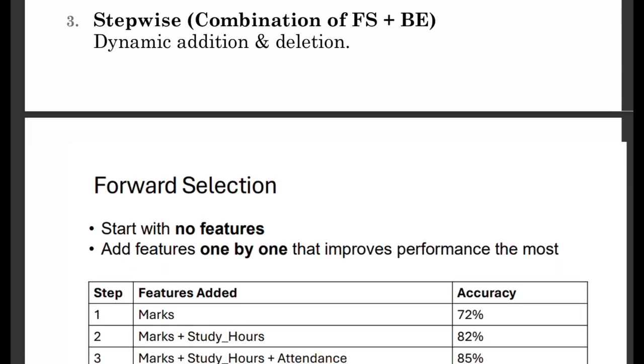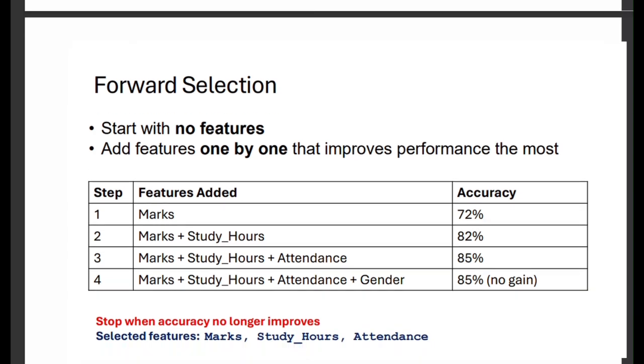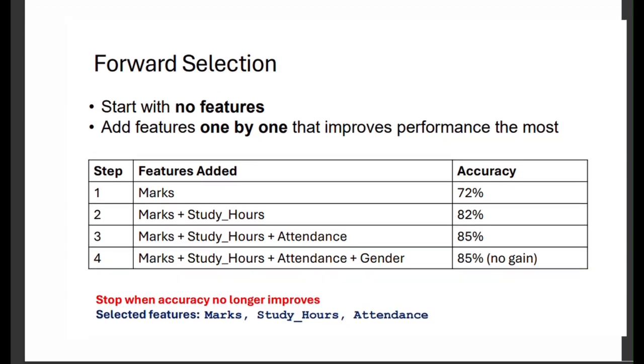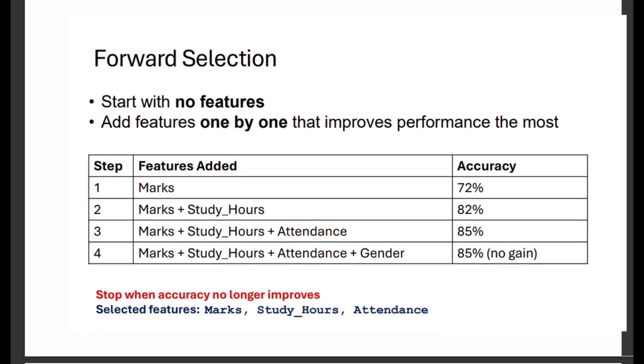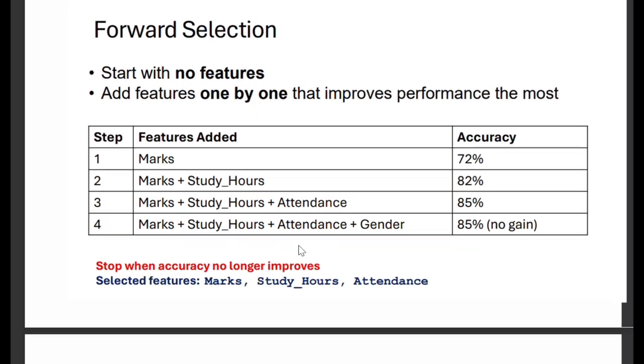For forward selection, it starts with no features, an empty model. Then it iteratively adds the feature that most improves model performance. Repeat until adding more features doesn't help. This builds up from nothing. As we can see, stop when accuracy no longer improves. So the selected features are marks, study hours, and attendance.